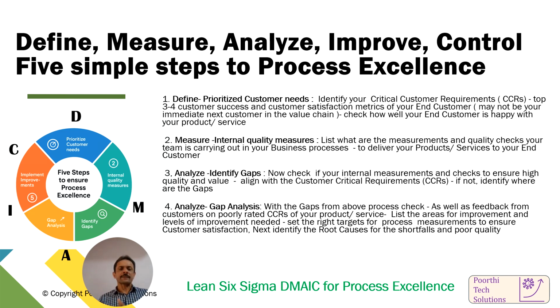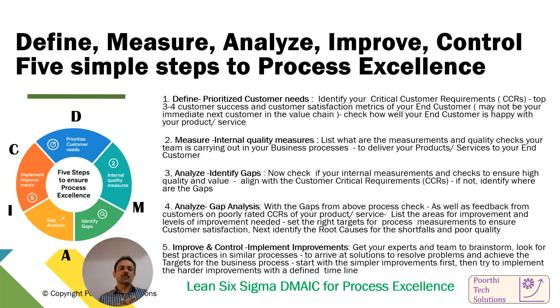The next part of analyze is the gap analysis, where we use the gaps we saw from the above process, as well as the feedback from customers on poorly rated CCRs on the products and services, to list areas for improvement as well as the levels of improvement needed to set the right targets for your process measurements so that we get customer satisfaction. We also need to identify the root causes of why these shortfalls or poor quality happen.